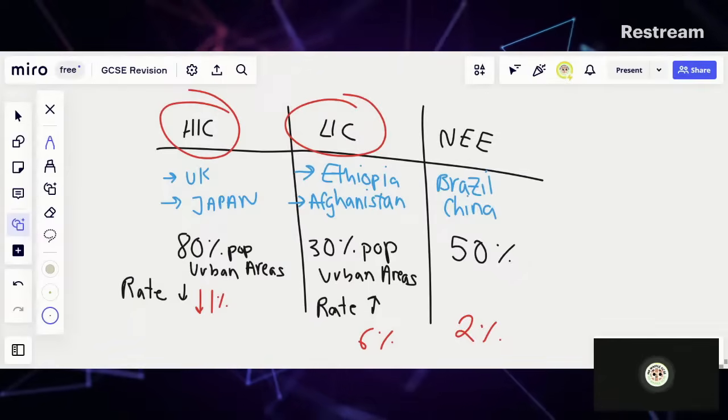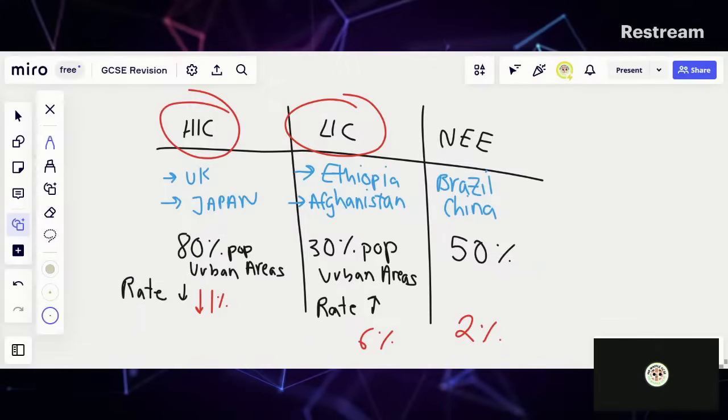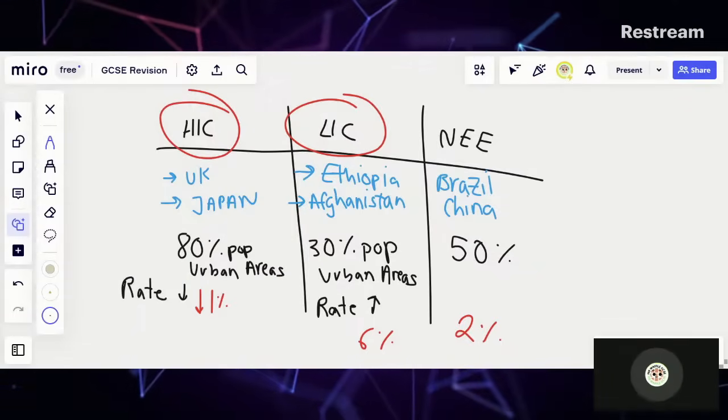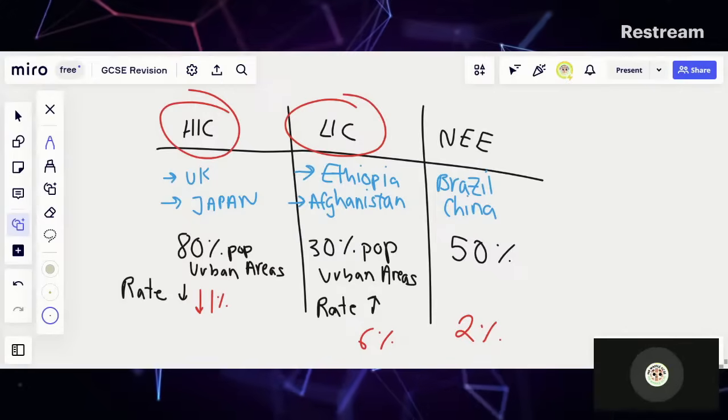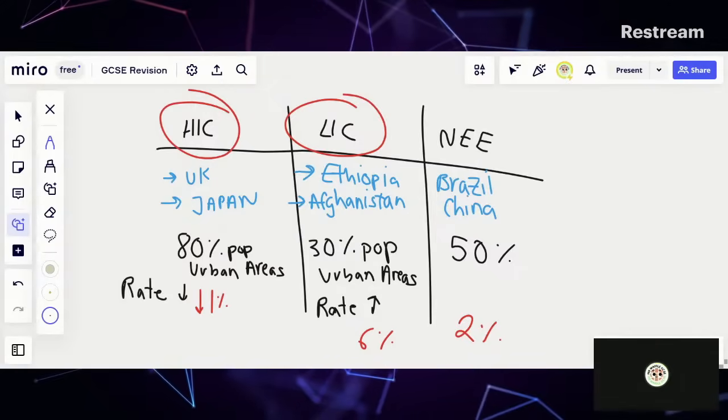Do we need these stats for the exams? Yes, we do. Thank you for your question. Okay. So that's some key stats, but it's not too integral to remember these because it's more about the case studies and the examples. Okay.